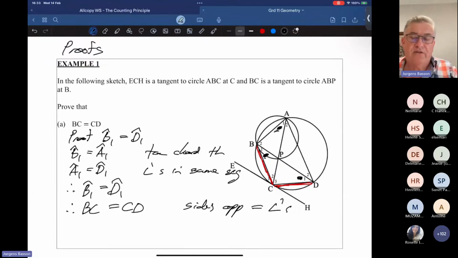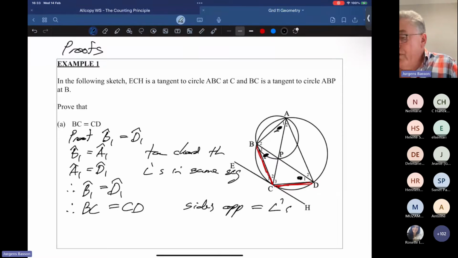The very first one, line drawn from center, angle at center twice angle on circumference, opposite angles supplementary, and then the tan-chord. So 1 from tangent, 1 from cyclic, 2 from center. And that is what you must do with your learners. But do the proving of the theorems right at the end. All right.